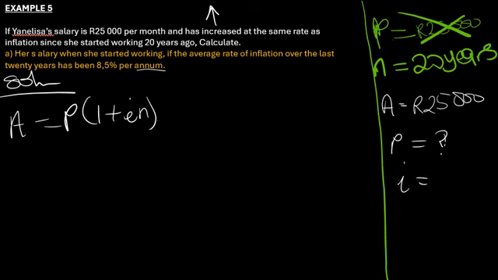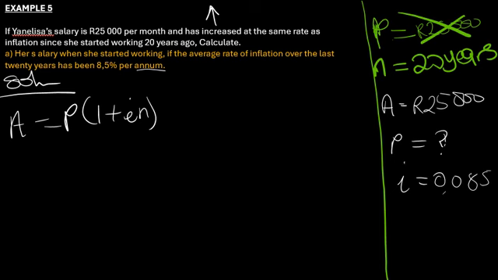Then I is equal to the average rate over 20 years, which has been 8.5%. 8.5% divided by 100 is the same as 0.085.